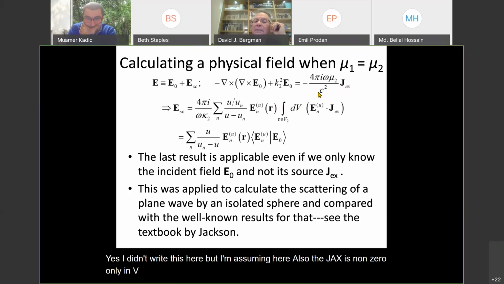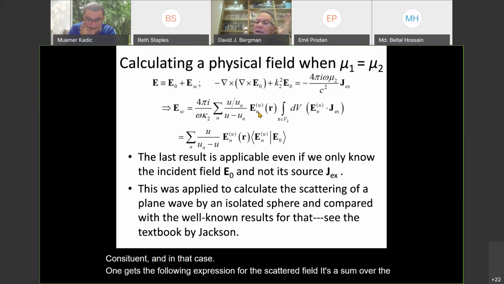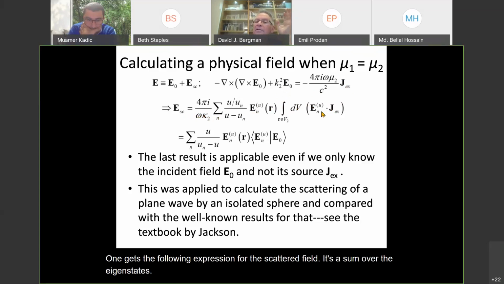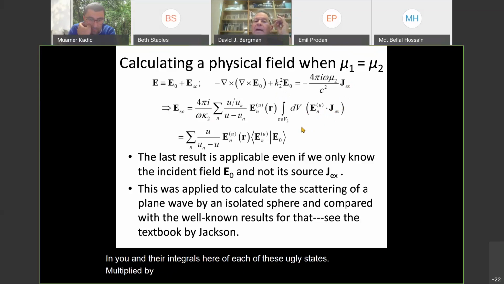I didn't write this here, but I'm assuming also that Jx is non-zero only in V2, only inside the number 2 constituent, and in that case one gets the following expression for the scattered field. It's a sum over the eigenstates E and U, and there are integrals here of each of these eigenstates multiplied by the external current. And that is one way to calculate the scattered field.